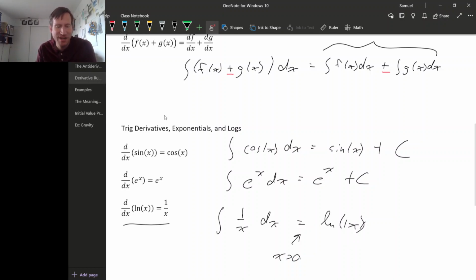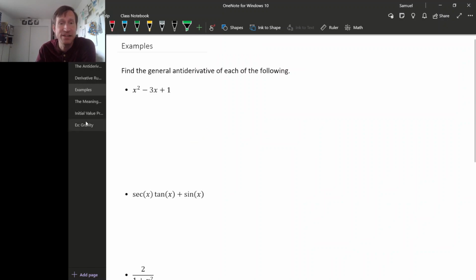Now that we recognize that every derivative rule gives us an antiderivative rule, we can work out some more complicated antiderivatives. So let's find the general antiderivative of each of these. When I say general antiderivative, what I mean is we want a plus c on the end. There's no specific antiderivative that we're looking for, and so we should write down all of the possible antiderivatives we can find. All right. So for this one, x squared minus 3x plus 1, we're going to find an antiderivative of this.